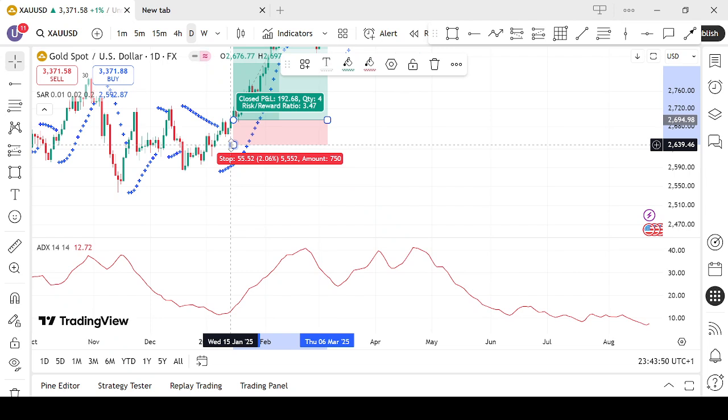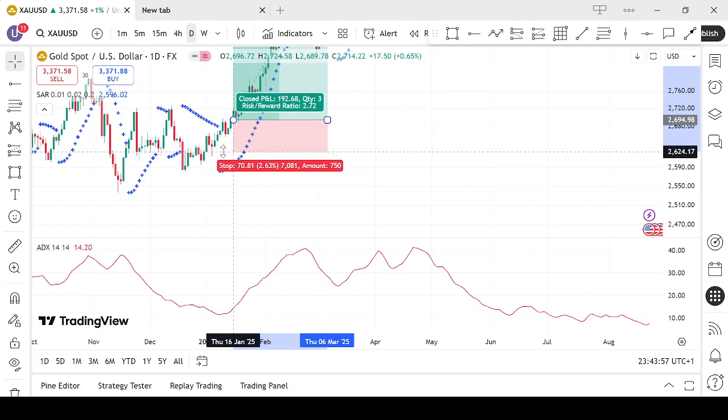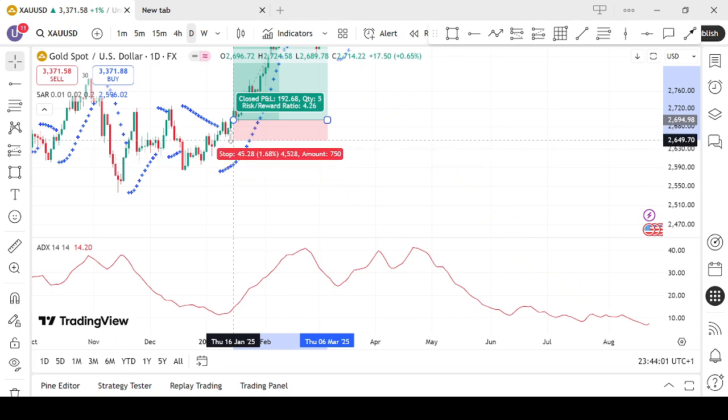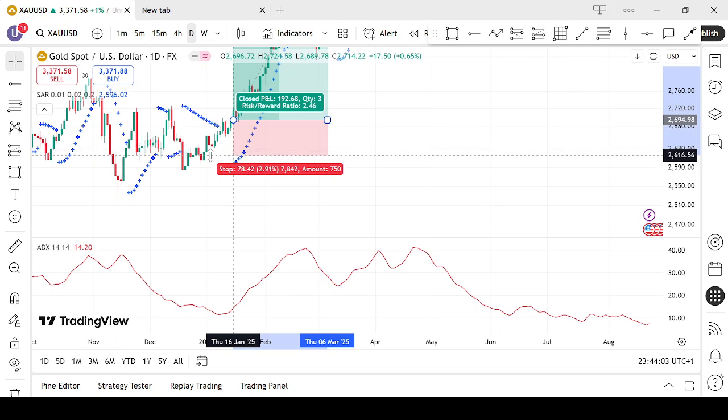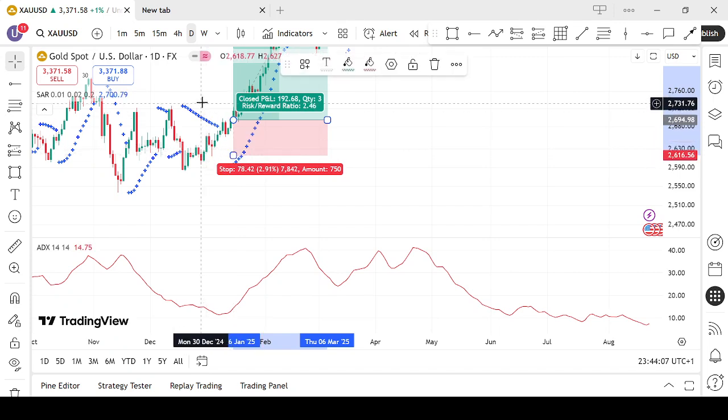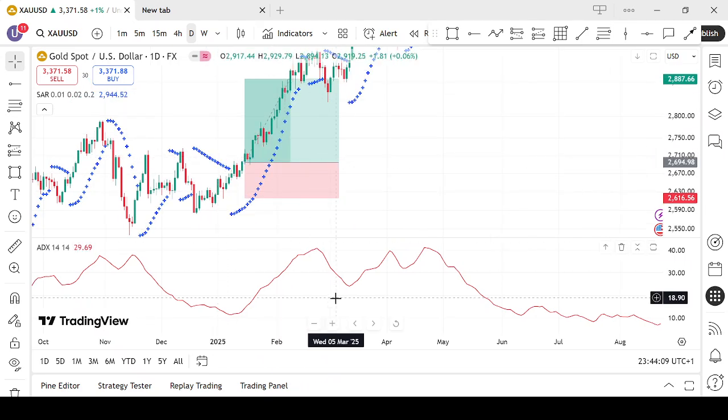Now, remember that risk management is very important. You would have to always set a stop loss below the most recent swing low, or you can put it below your parabolic SAR dot to give your trade enough room, and you would have to capture a risk to reward of at least 1:3 to capitalize on your move in the market.